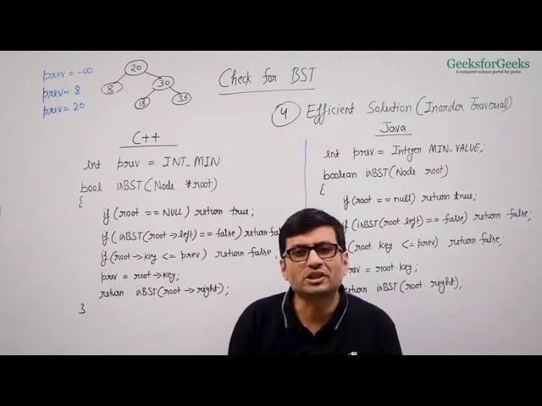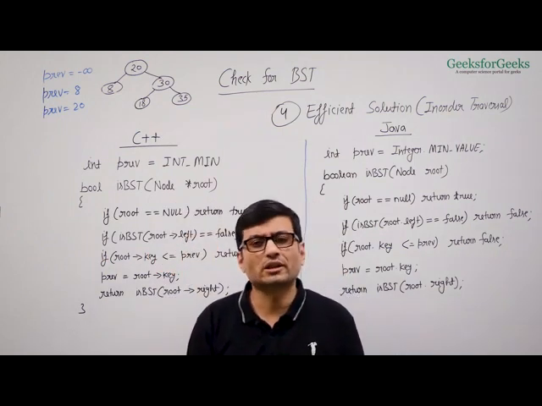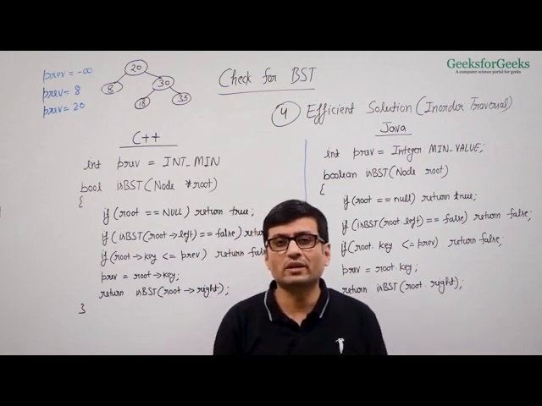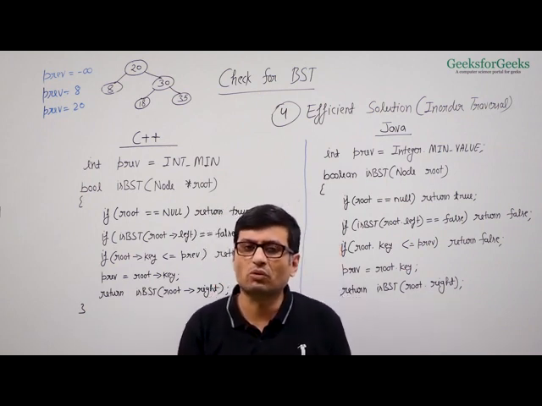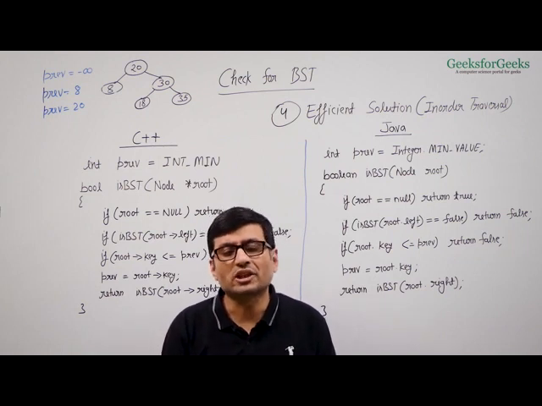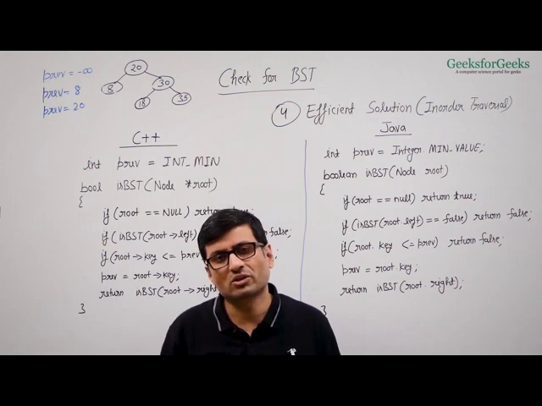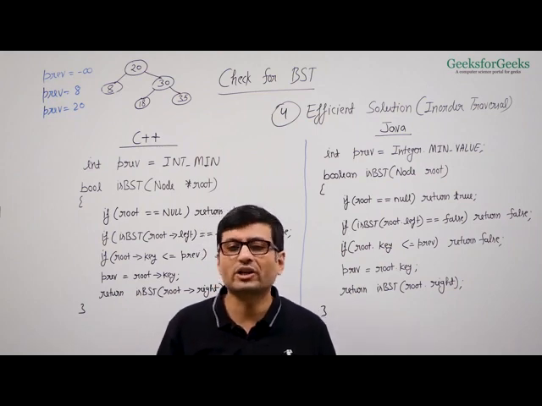What is the time complexity of this solution? This solution does a simple in-order traversal. So time complexity is big O of n. How much auxiliary space does it require? It requires auxiliary space big O of h, which is the same as in-order traversal auxiliary space, where h is the height of your given tree.